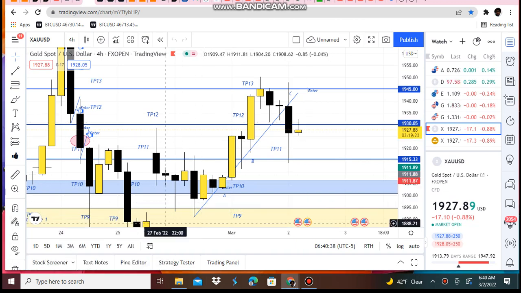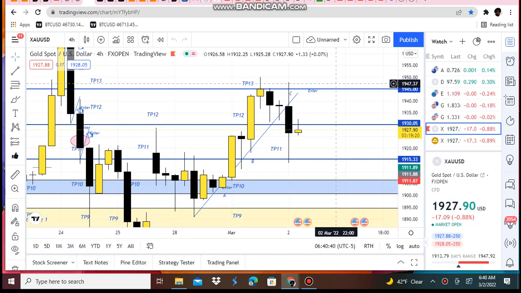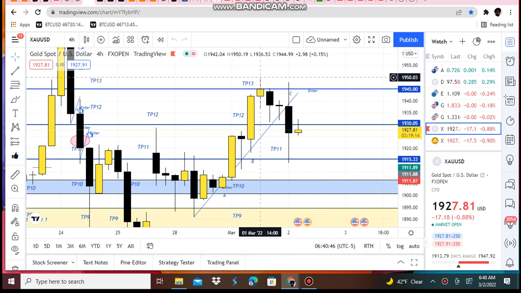So again, price does go to take profit 11, 1915. We saw price on March 1st make this evening star pattern, a yellow candlestick, star, black candlestick. And then we see price go from 1950 all the way down to 1931. And we're still in an uptrend.